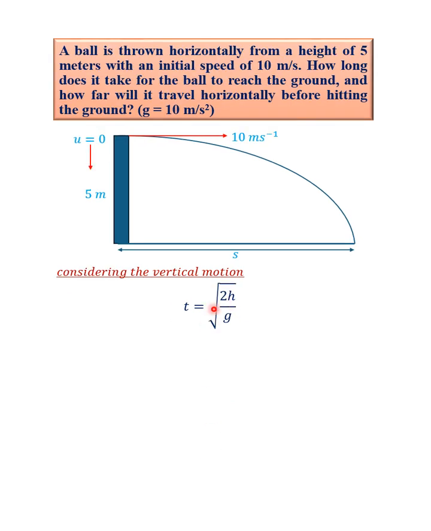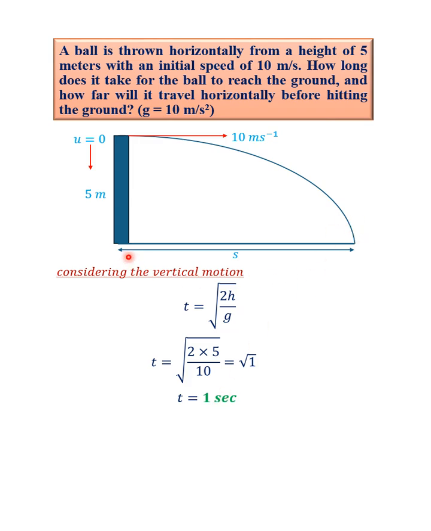So we have the time formula here, and now we can put in figures. 2 times h, which is 5, divided by 10 because g is 10. 10 divided by 10 is 1, so the time will be the square root of 1. Of course, the square root of 1 is also 1, so the time taken for the ball to hit the ground is 1 second. Now we have calculated the time.